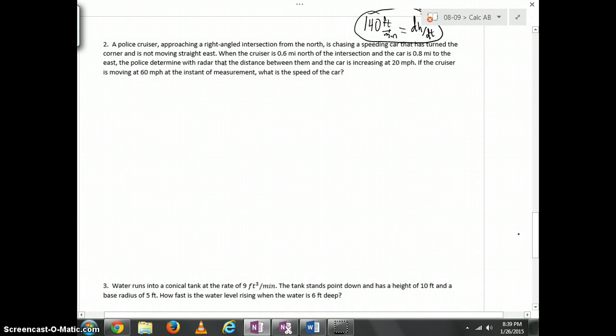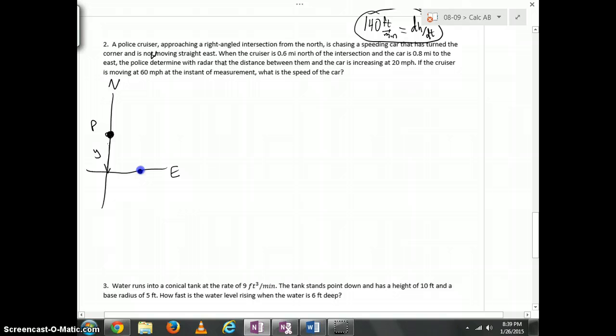Second problem here, a police cruiser approaching a right-angled intersection from the north is chasing a speeding car that has turned the corner and is now moving straight east. So here's what's happening. We've got, from the north, here's going east. We've got this cruiser, here's the police car, and I'll make this P for police. This police car, of course, is driving this way towards the intersection. We could even call this distance Y.